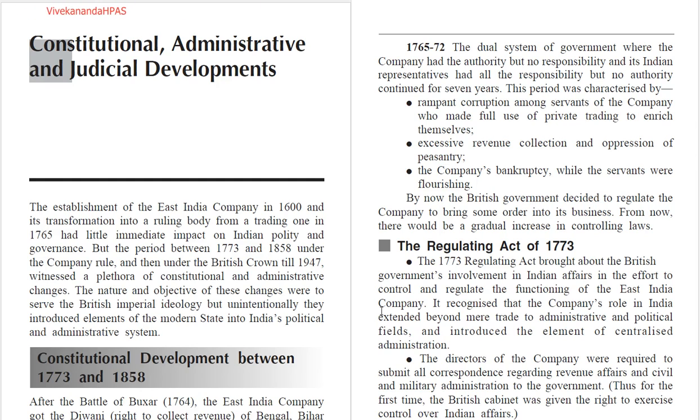ठीक है. तो इसको पढ़ने के लिए जो चार्टर एक्ट हैं they are very important. I am telling you the whole of history is based only on these Charter Acts. If you understand the Charter Act, you will understand the whole of history in a very smooth manner.